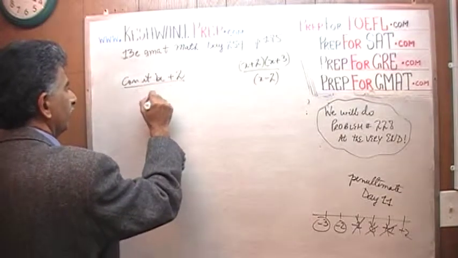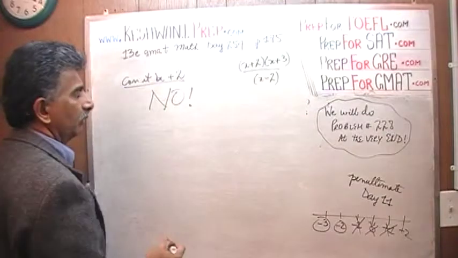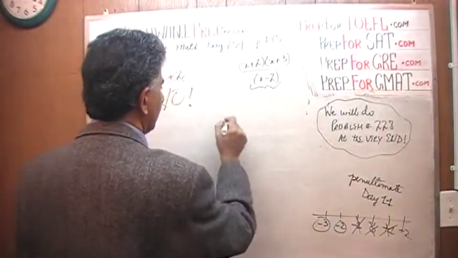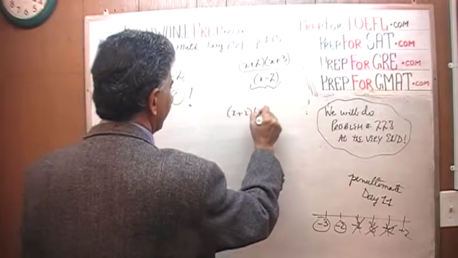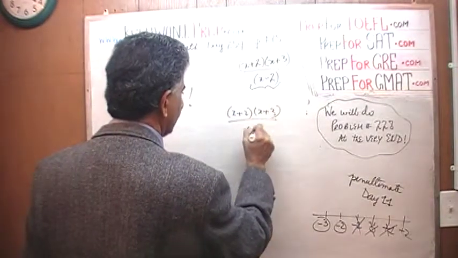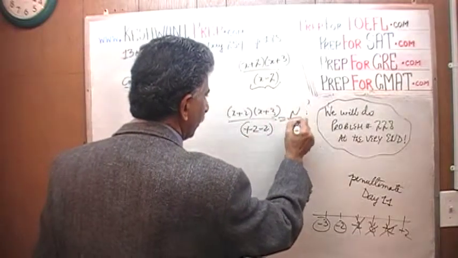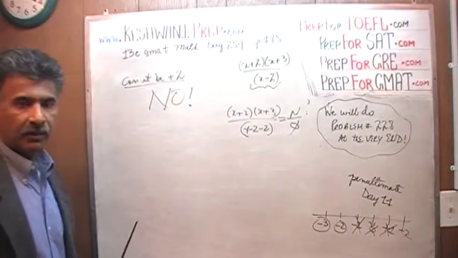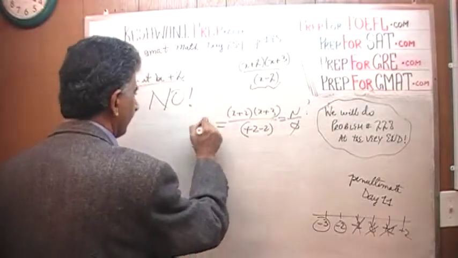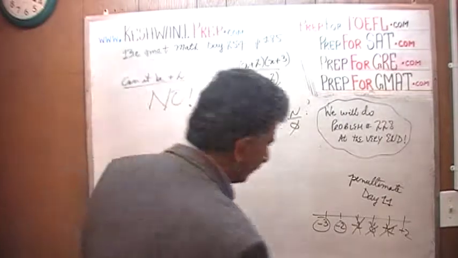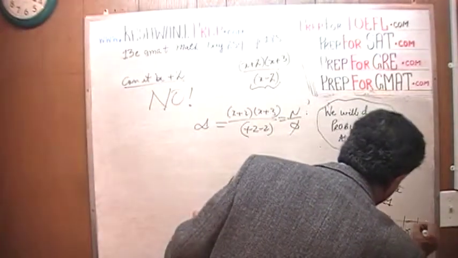To which the answer is a resounding no. Because if x were positive 2, on the bottom we'll end up with positive 2 minus 2. We'll end up with some number on the top over 0. Any number divided by 0 is undefined. We cannot divide any number by 0. It cannot be positive 2. Can it be positive 3?